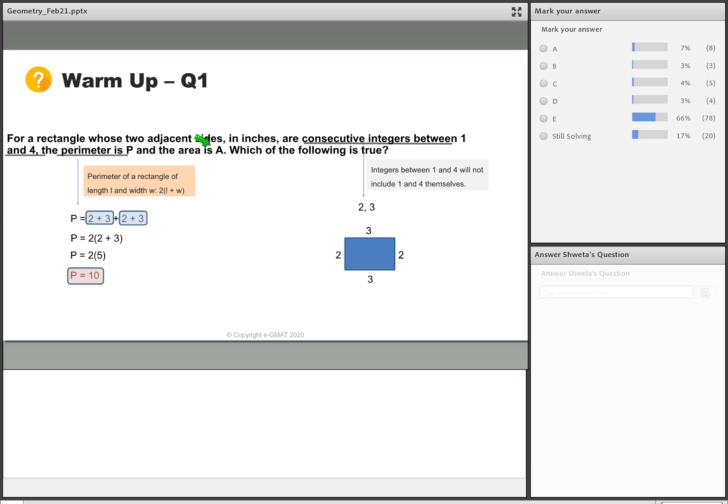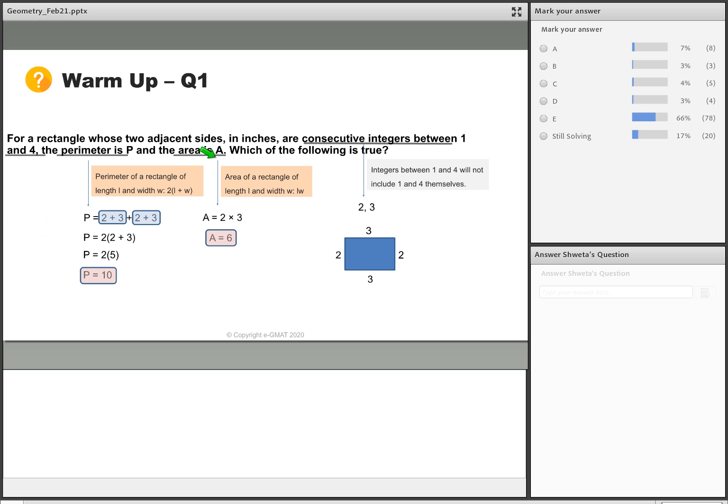Another thing was area. Let's see what we have about that now. Area of a rectangle, length L, width W, is given by the formula LW. So it's the product of those two. So in our case, the two dimensions I have are 2 and 3. So the product is 6.